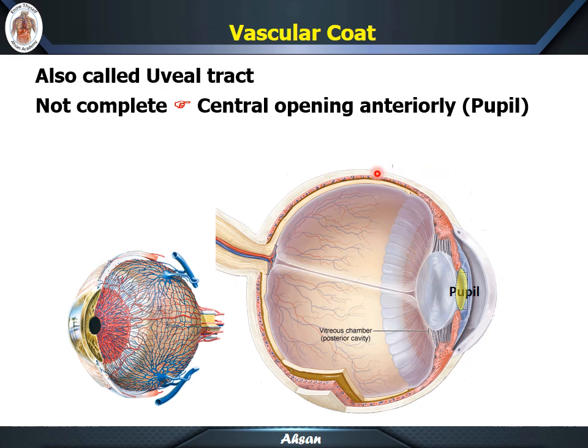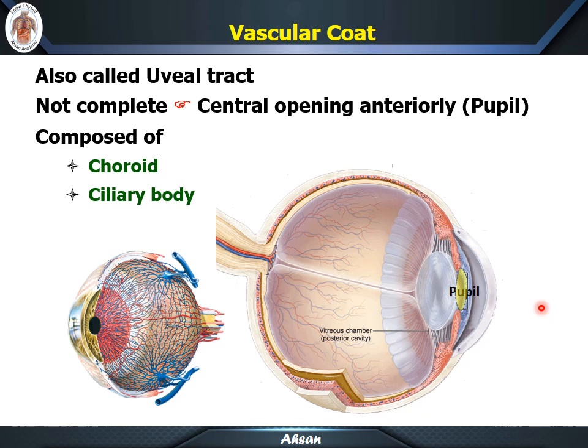It has a central opening anteriorly, and you can see this is the pupil colored yellow, and it is composed of the choroid, ciliary body and the iris. So this is the choroid, and this is the ciliary body, and this one is the iris.